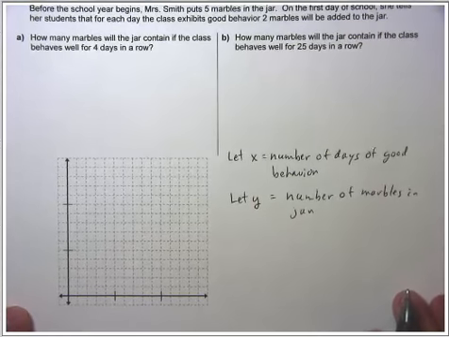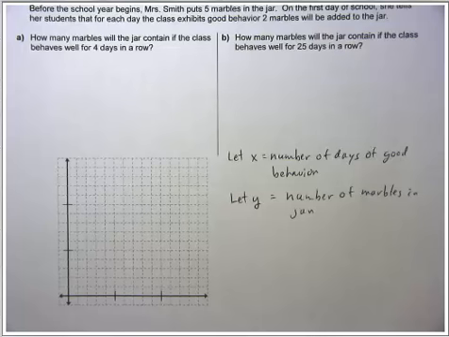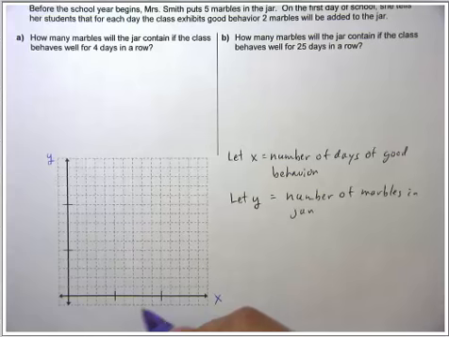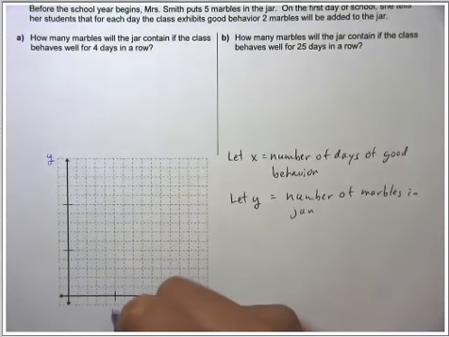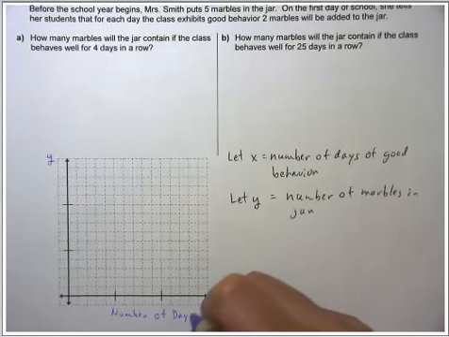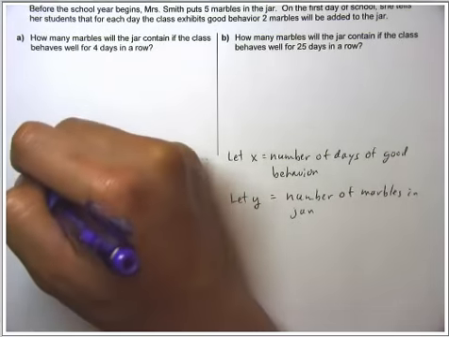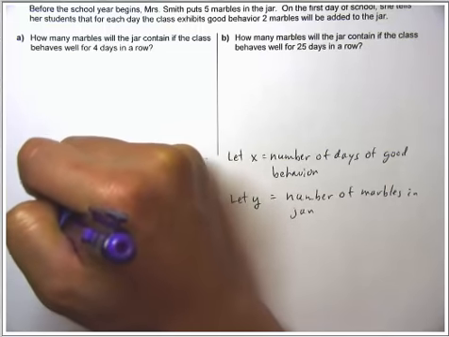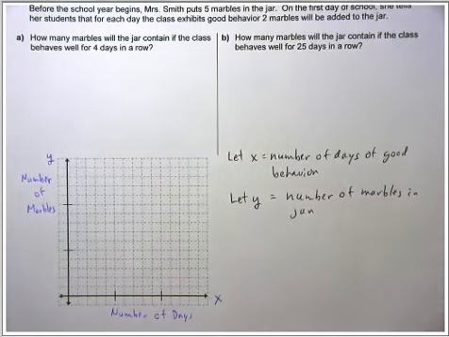I'm also going to label them for the graph. So we're going to do a graph to show this linear relationship. Here's my x-axis, here's my y-axis, and the x again represents the number of days of good behavior, and the y was the number of marbles in the marble jar.